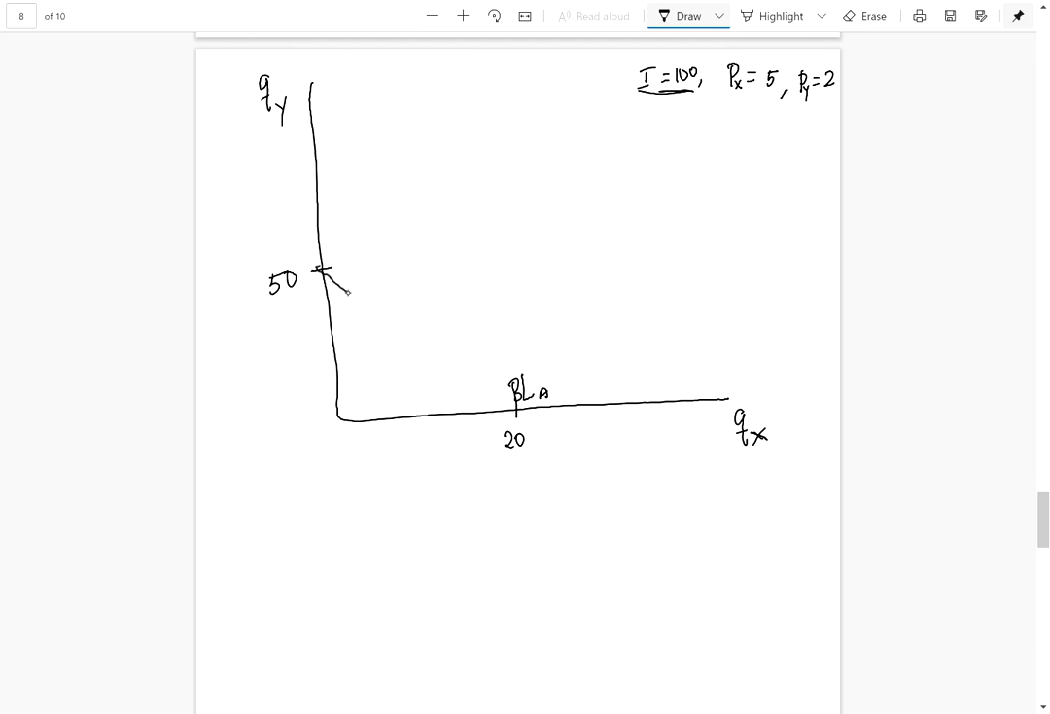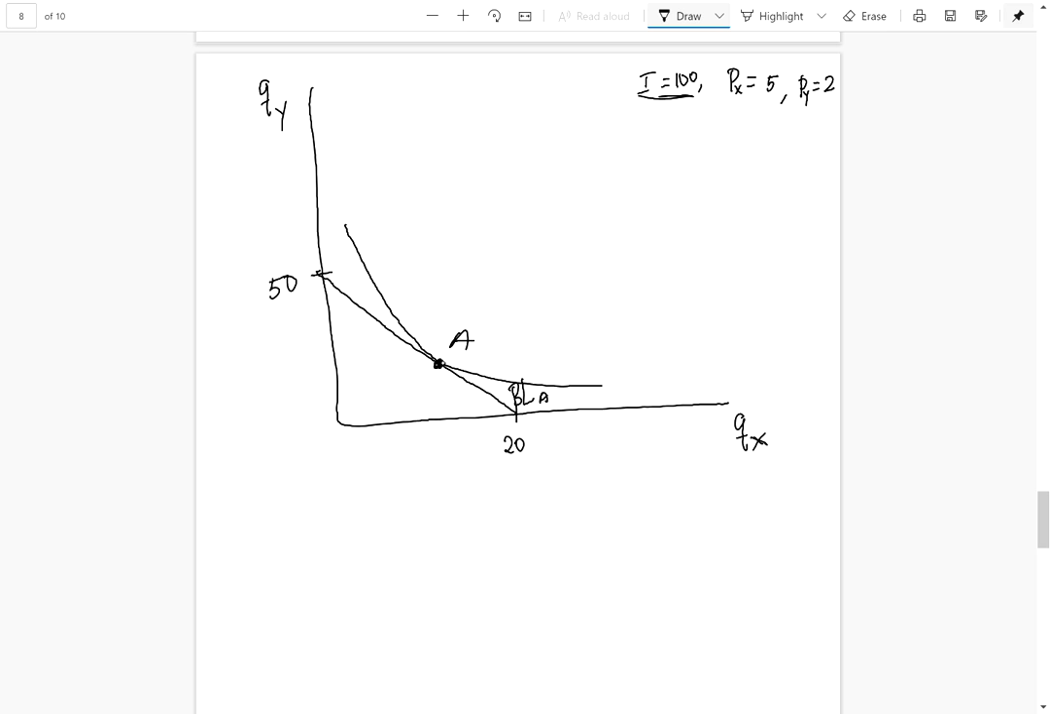So again, we're going to connect those 2 dots, and we have our indifference curve here. So this is point A. At point A, this consumer's optimal choice will be what? Well, we know the equation. QX star is equal to income over 2 times P of X. So if income is 100, we divide that by 2 times 5, which is 100 divided by 10, which is 10 units. So at point A, the consumer will take 10 units of good X.